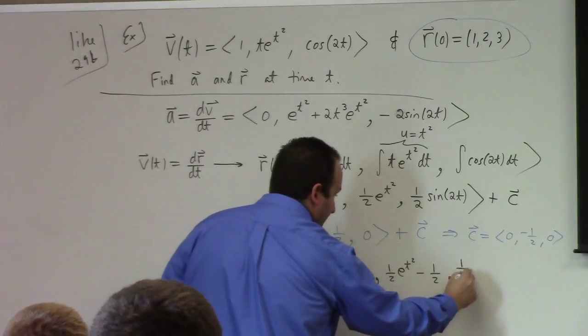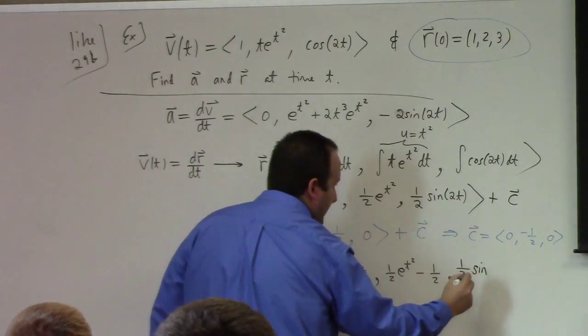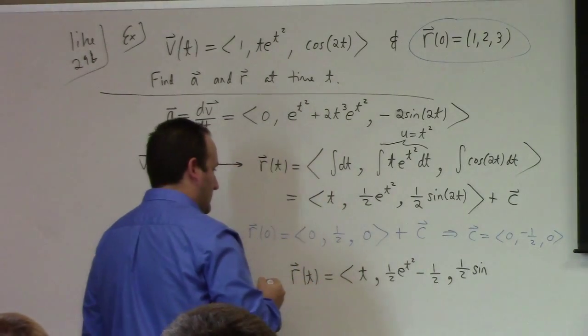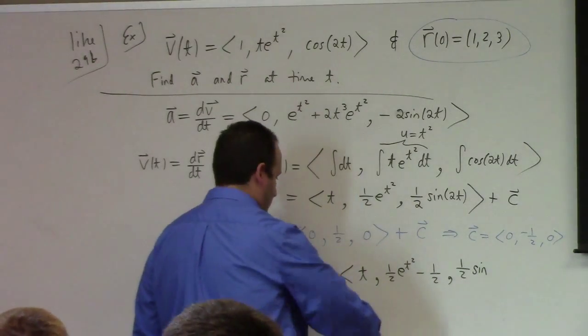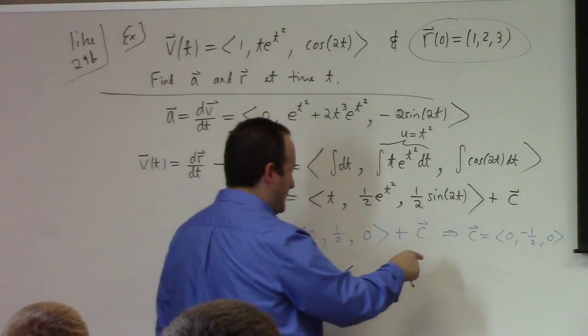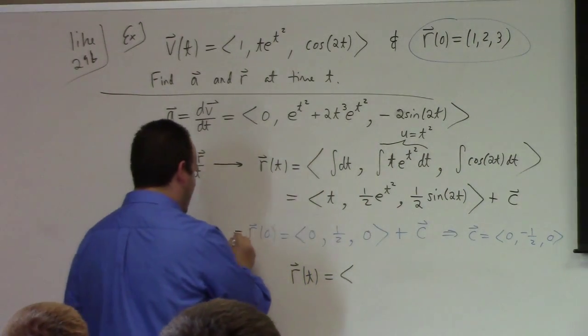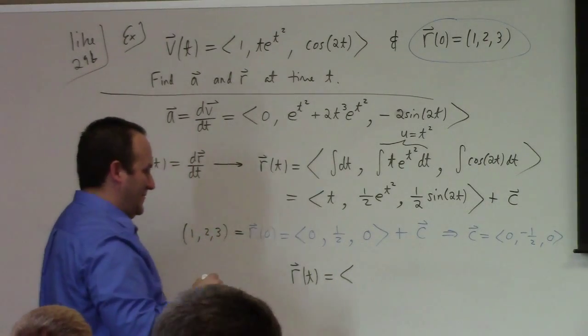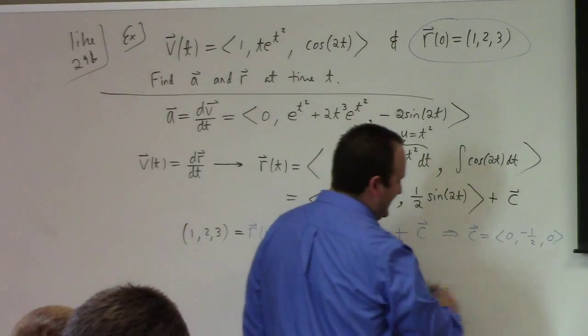comma 1 half sine of, oh, I'm sorry, I'm an idiot. Oh man. Yeah, I know what you guys are about to ask me. I just said it equal to 0 because I'm an idiot. What was r of 0 equal to? It was 1, 2, 3. Okay, yeah. So with that, what does that mean c is equal to? Sorry, guys.